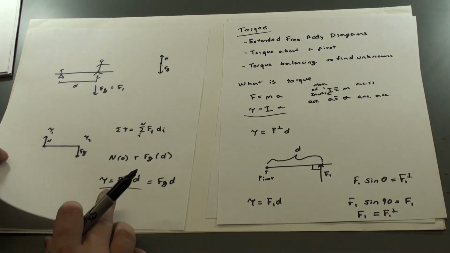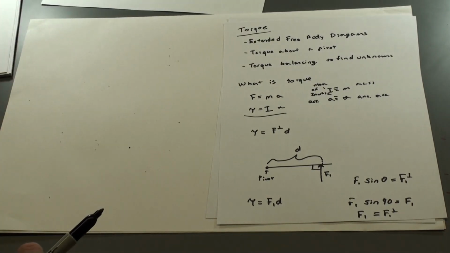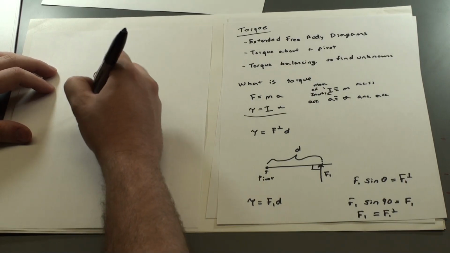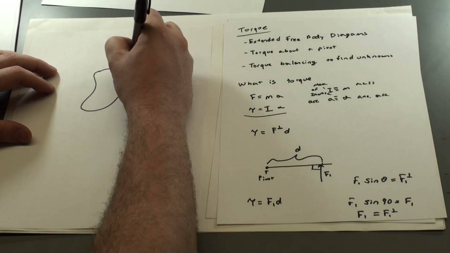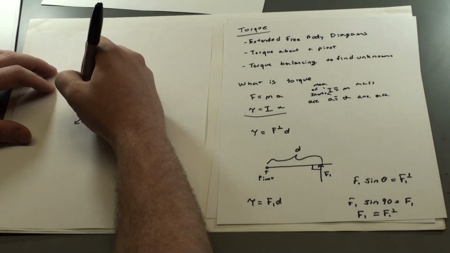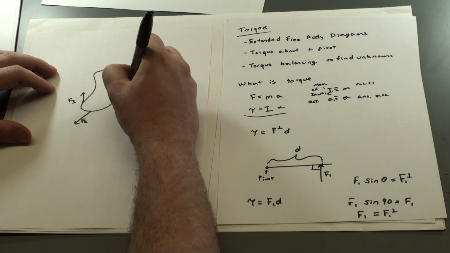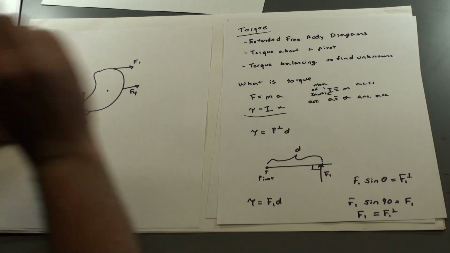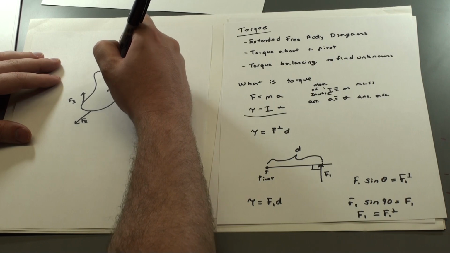Now, what if we had a more complicated system? I'm just going to go ahead and draw one out for us. Let's say we have an oddly shaped thing, and we had some force acting here. This is force 1. This is force 2. This is force 3. And then let's say this is force 4. And then we wanted to find out the torque about this point. Well, we would have to do a couple of different things. We'd have to find out the distances between these.